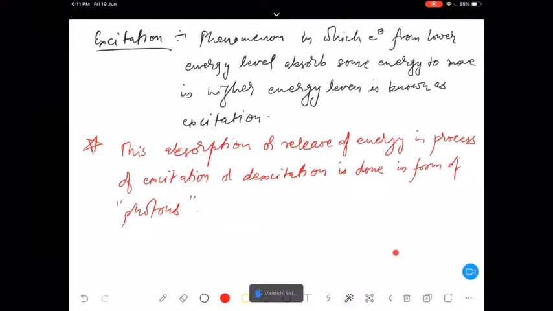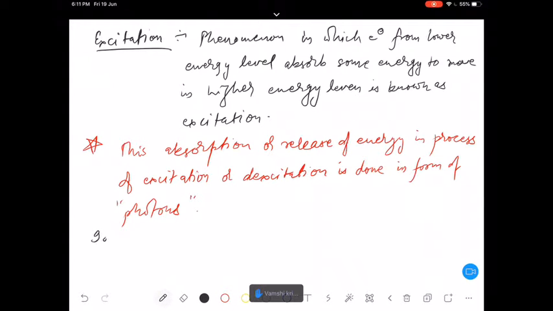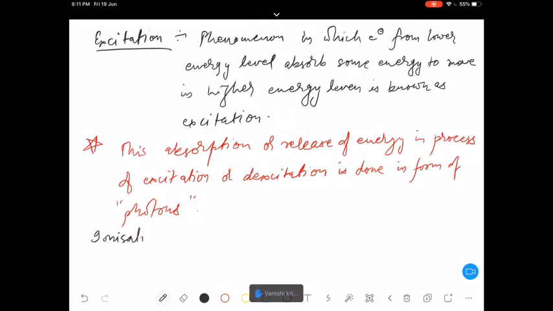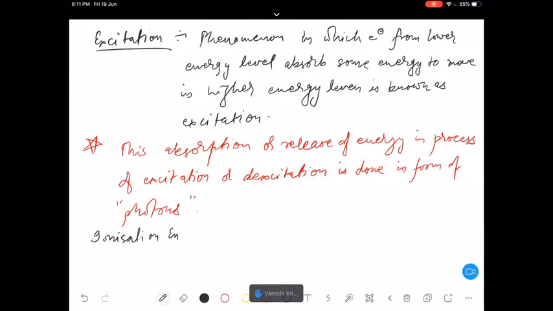Okay, now I'll give you one definition of ionization enthalpy or ionization potential.